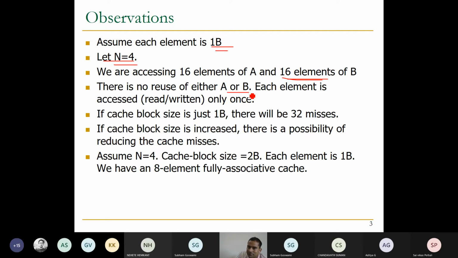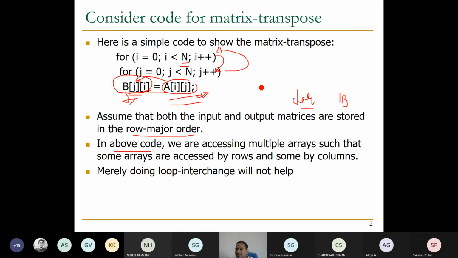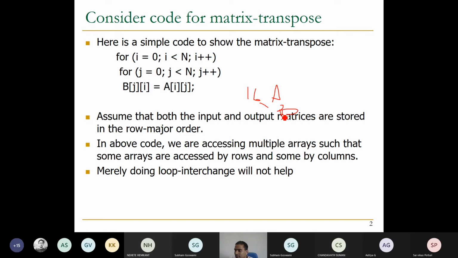There is no reuse of either A or B. Each element is accessed only once, because for any ij value we access Aij only once. If the cache block size is just 1 byte, there will be 32 misses. Let us see how. We are accessing 16 elements of A and 16 elements of B, a total of 32 elements, and for each element we will have a miss because those elements were not in the cache. So if the cache block size is 1 byte, we will have 32 misses.